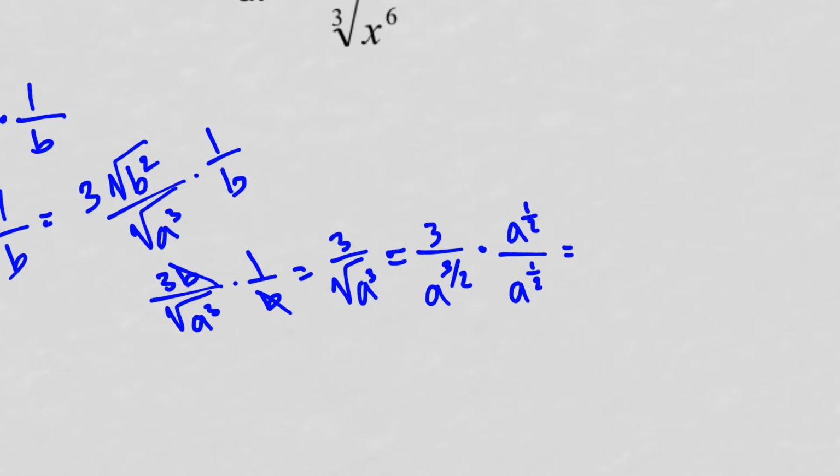On the numerator, you're going to have 3a to the 1 half, which is just 3 radical a. In the denominator, you're going to have a to the 3 halves times a to the 1 half, which is going to be a squared. Correct? Yes, I'm doubting myself now. A to the 3 halves plus 1 half is 4 halves, which is 2. Yes, a squared. Done.